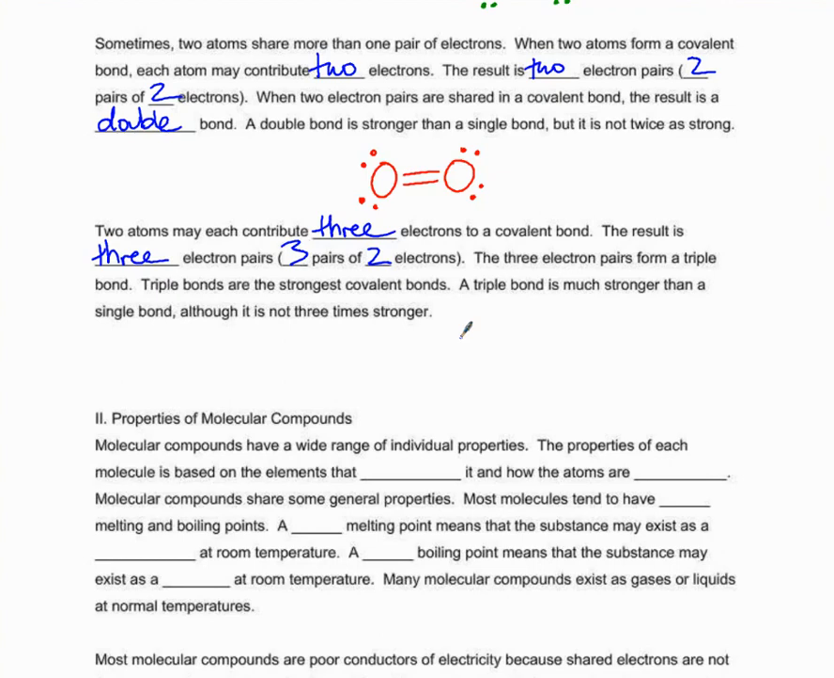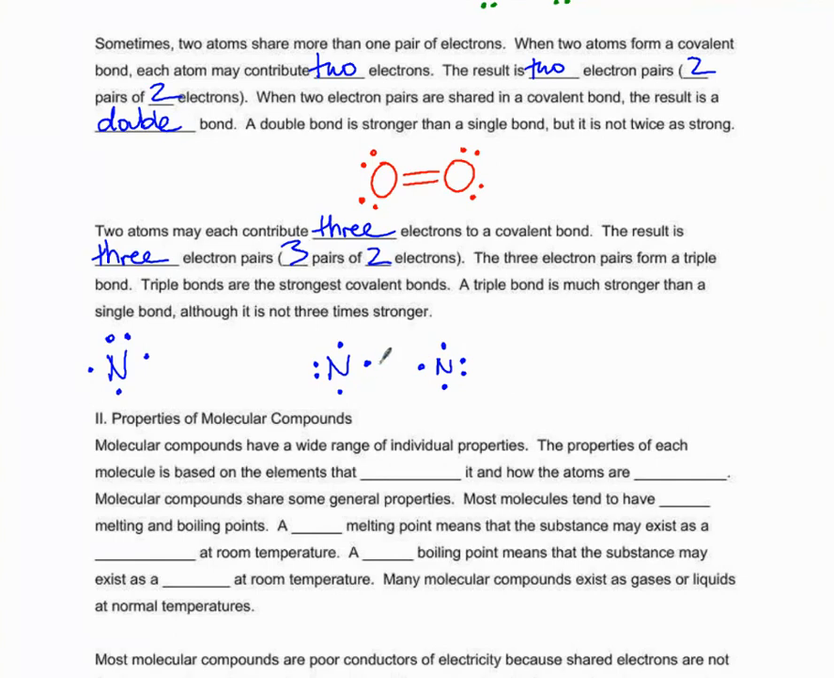So for this one, we'll talk about nitrogen. And nitrogen has 5 valence electrons. So when we have 2 nitrogens that are in close proximity, they will start to share valence electrons. And so this one has 5 and it wants 3 more. This other one has 5 and it wants 3 more.